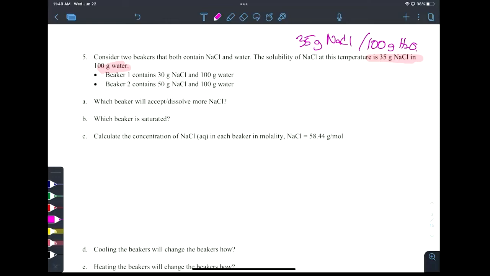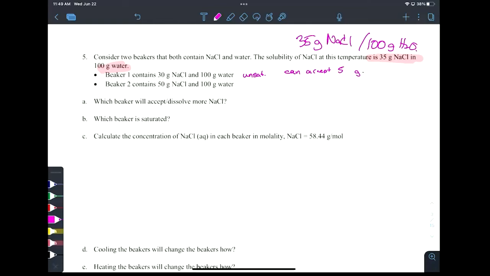Wait, beaker 1 is unsaturated. What's the definition of unsaturated? It's a solution that can accept more solid. If I only have 30 grams in 100 grams of water, if I gave you an extra gram of NaCl, would it go into solution? Heck yes. How about another gram? Yes, until it gets to 35. Yes, so beaker 1 is unsaturated, right? You can think it can still accept like 5 more grams of salt.